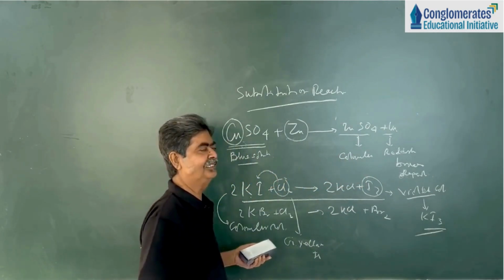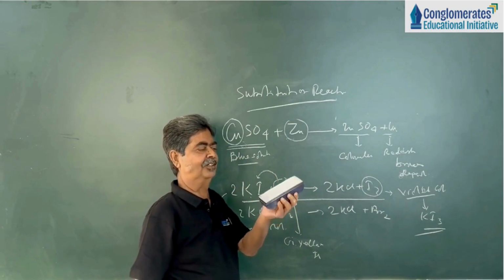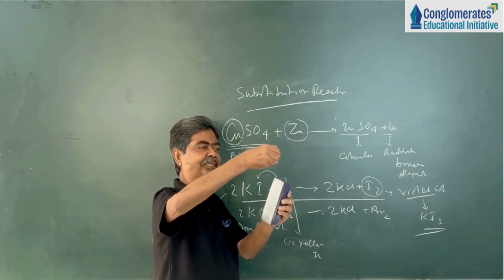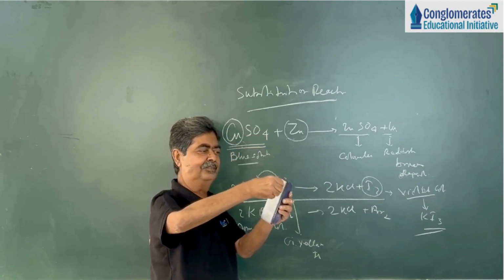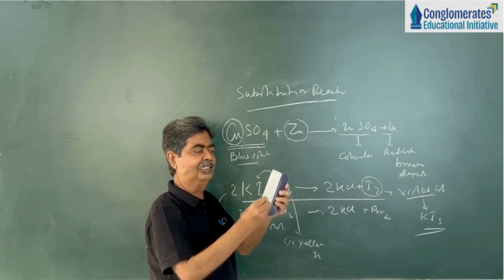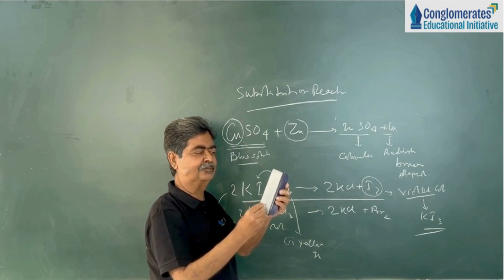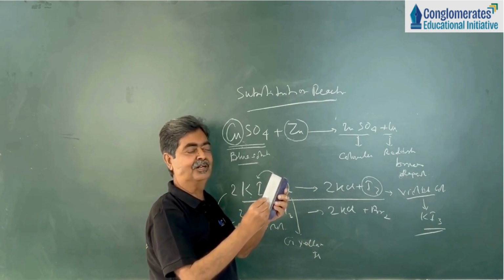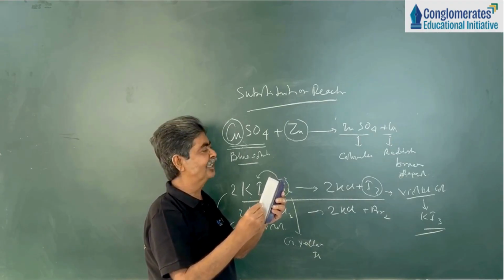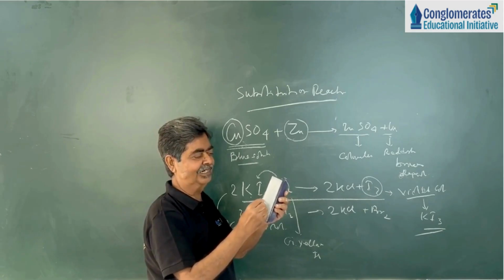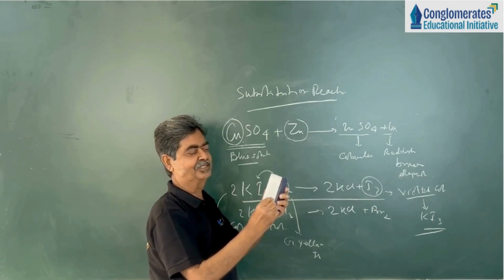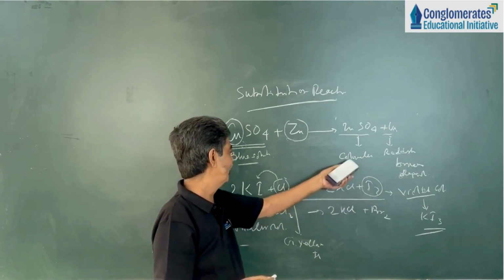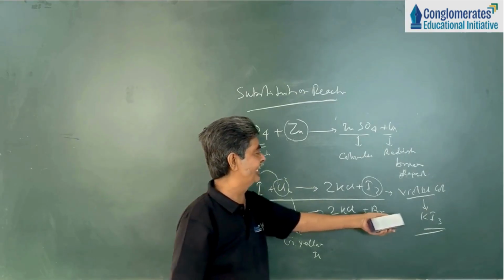Ultimately, the interesting part is that when chlorine gas, a greenish yellow gas, is passed through the aqueous colorless solution of KI, the solution changes slightly first to pink and then gradually from pink to reddish brown. So it is colorless, pink, and finally reddish brown. Why reddish brown? Because this iodine will combine with the excess of KI to form KI3, which is reddish brown.